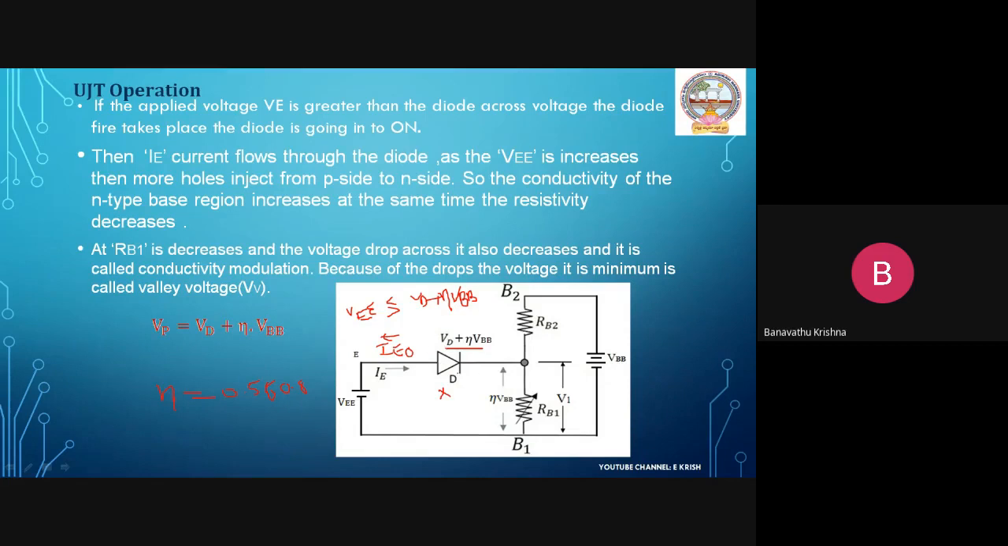And the charge carriers here are a large number of charge carriers on the P side, because the P type is a heavily doped material. Due to that heavy doping, there is a large number of charge carriers. The large number of charge carriers are injected into this n-type region. Then the conductivity of the n-type region increases. If the conductivity increases, automatically the resistivity of the material decreases. So the resistance decreases, and if the resistance decreases, the voltage drop across this particular resistance also decreases, right?